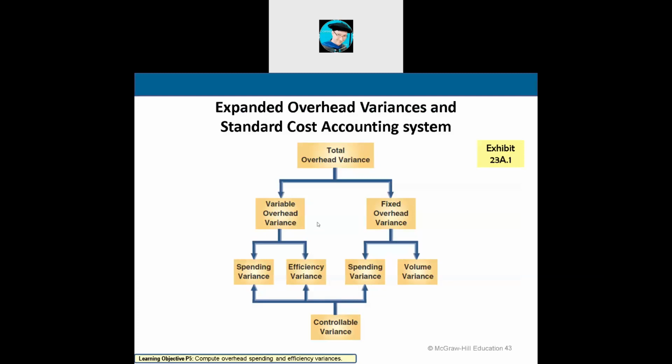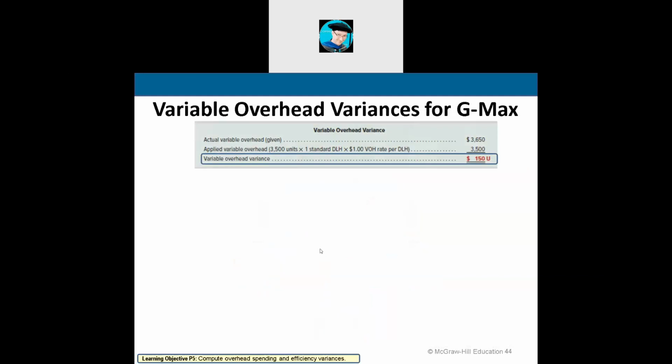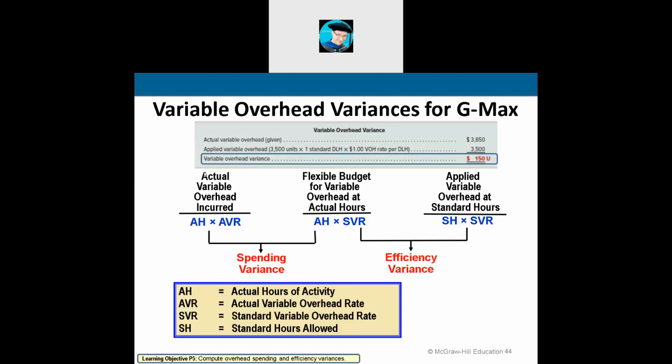And we could also follow a similar variance approach when it comes to the application of overhead. So for total overhead variance, we have variable overhead and we have fixed overhead, as you know. And we can look at the variances for spending, efficiency, and volume. Actual minus your standard or applied gives us variance for variable overhead.